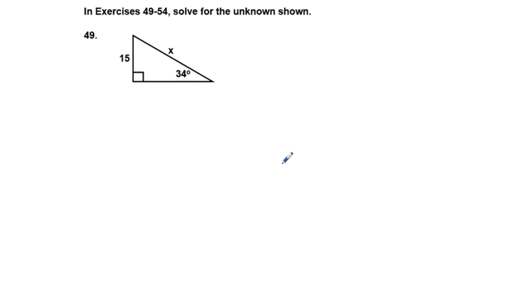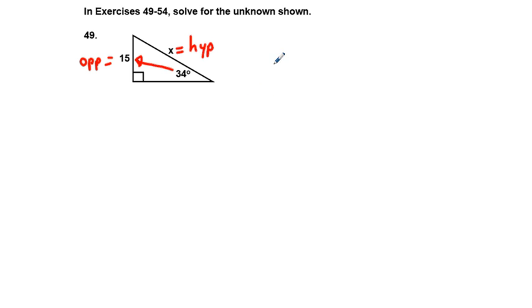Exercises 49 through 54, solve for the unknown shown. Here we have x. What we're looking for is we have an x and a 15 to identify properly which elements we have. Well, here's 34 degrees sitting over here in the lower right corner. If we go precisely opposite that 34 degrees, we see that 15 is the side that is opposite. Okay, 15 is opposite, and above here, x is our hypotenuse.